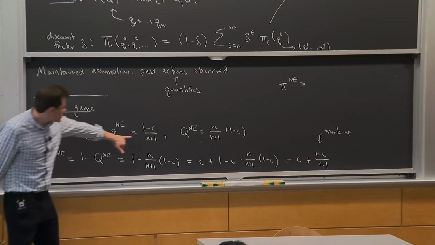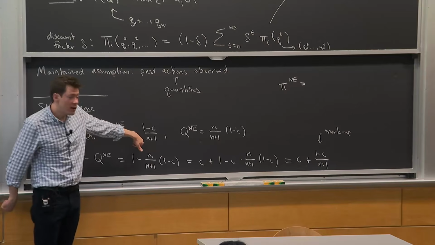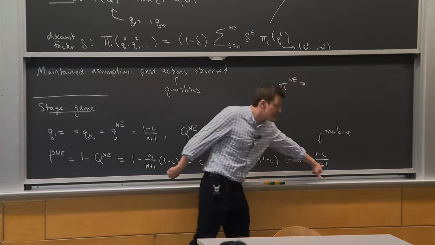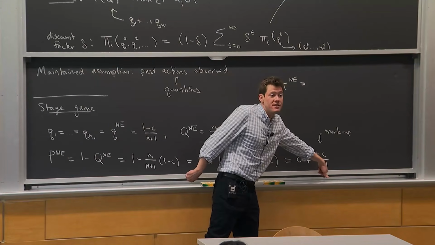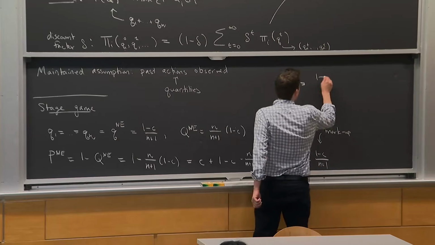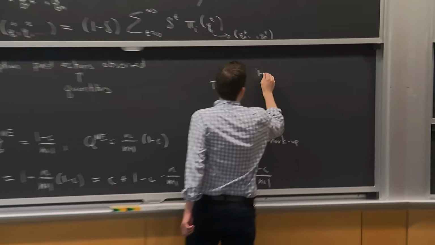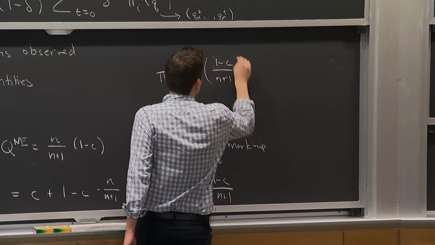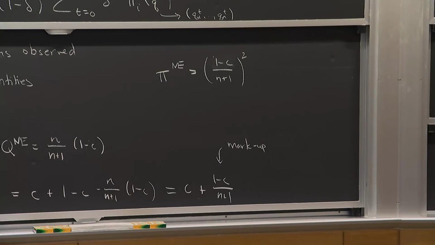Well, each firm is producing (1 minus c) over (n plus 1), and their profit per unit is exactly the markup, which is (1 minus c) over (n plus 1). So it turns out the profit is ((1 minus c) over (n plus 1)) squared. OK. So that's the Nash equilibrium.